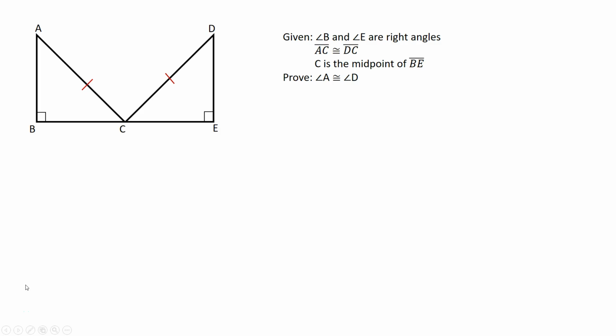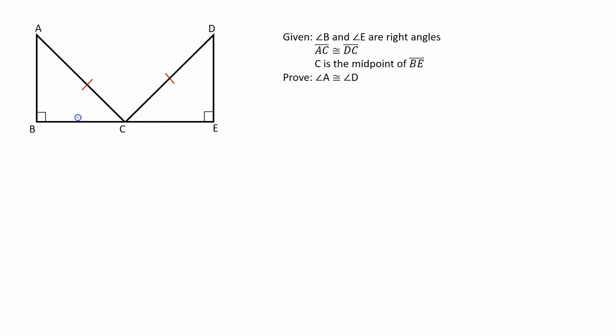All right, welcome to example 3. This time we are going to be trying to prove that angle A and angle D are congruent in these two triangles. So we can see those are the angles at the tops of our triangles here. And what do we know? So we know that angles B and E are right angles. Those are marked here with little boxes. We know that AC and DC are congruent. And we know that C is the midpoint of BE.